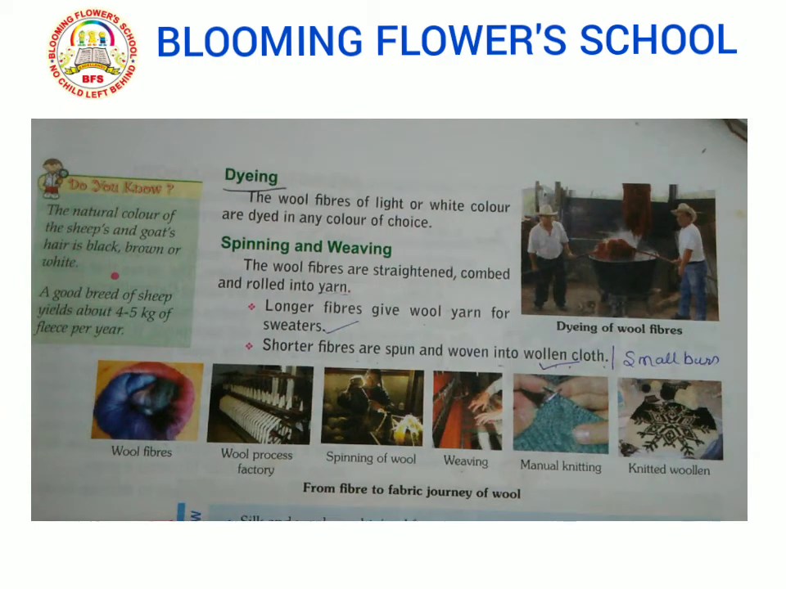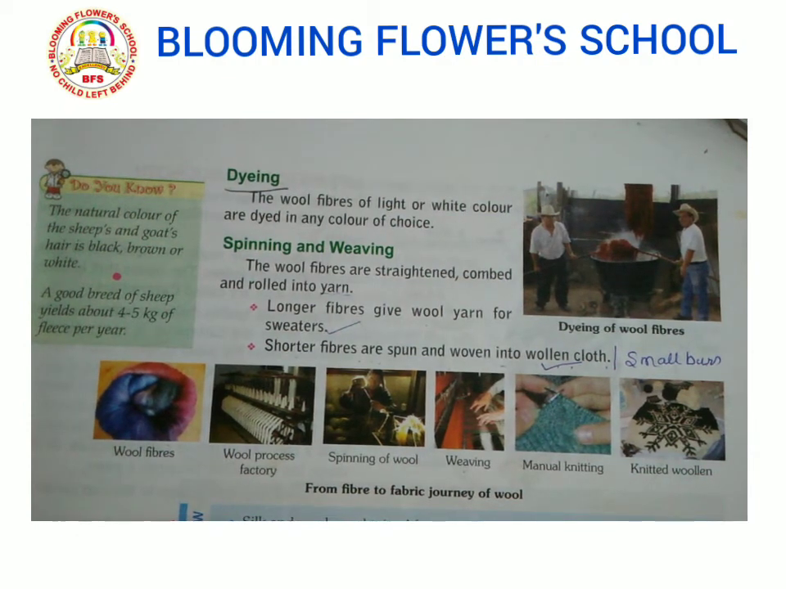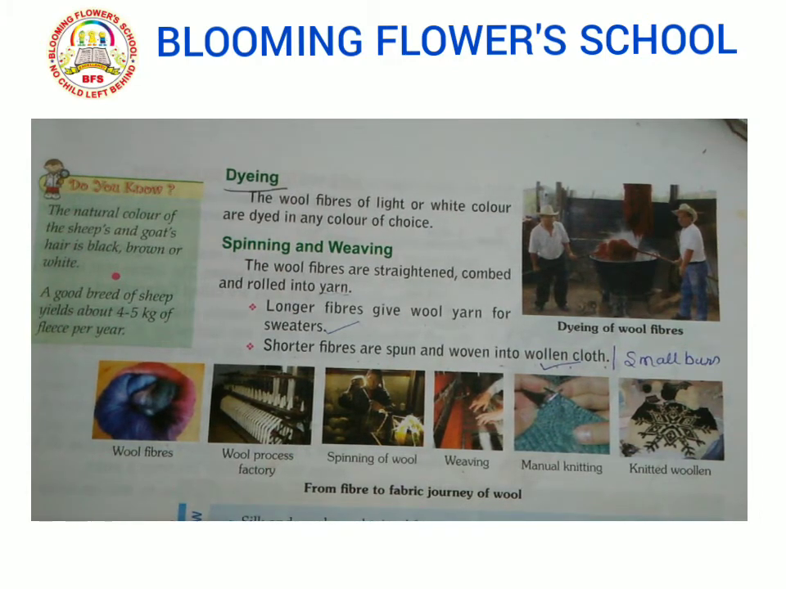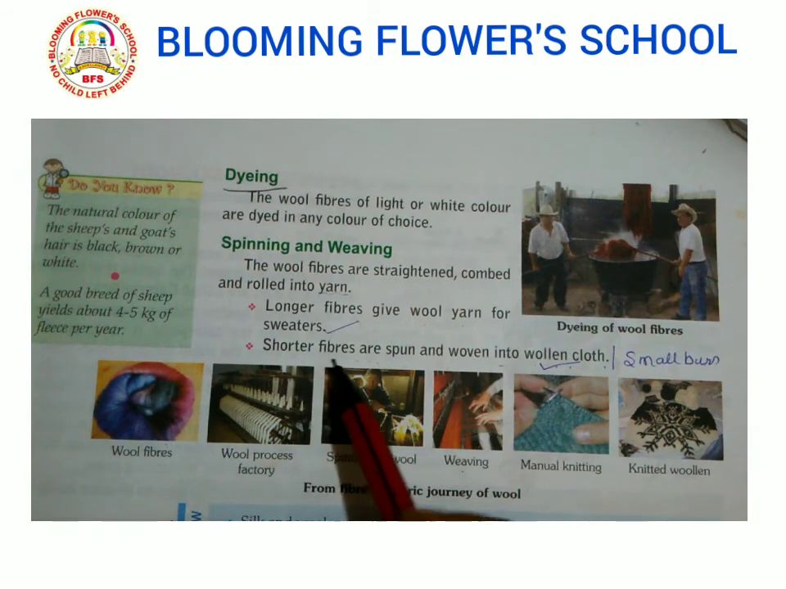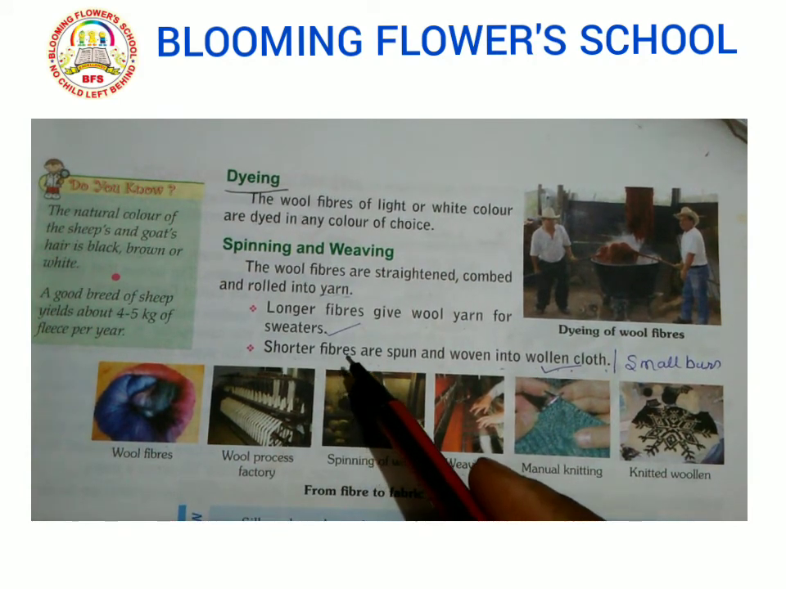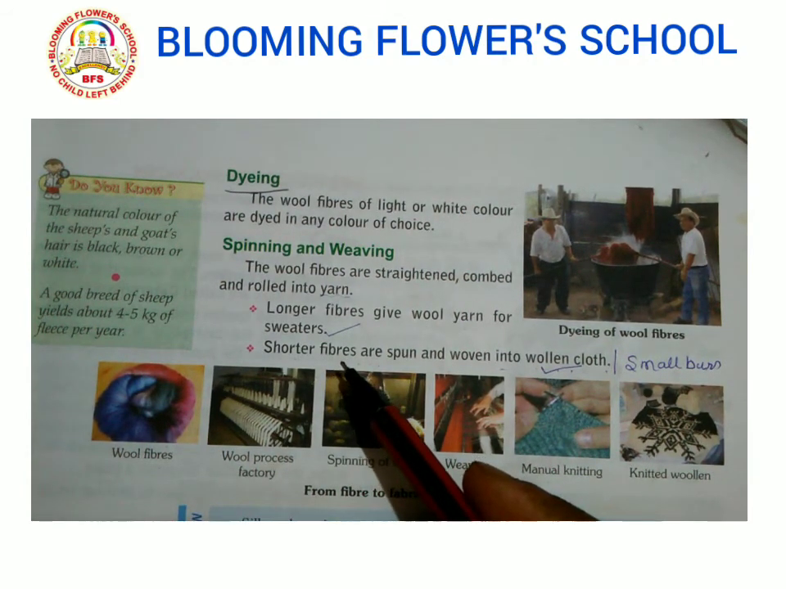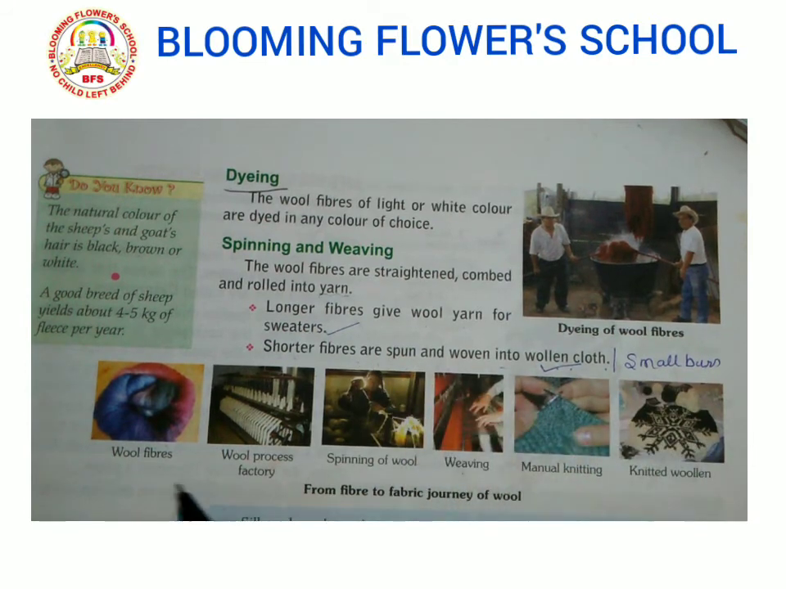So this is what is happening. The wool fibers are straightened, combed, and rolled into yarn. Longer fibers give you wool yarn for sweaters, and shorter fibers are spun and woven into woolen cloth. Understood? So this is the procedure of your woolen clothes from the sheep's hair and all. So this is your wool fiber.